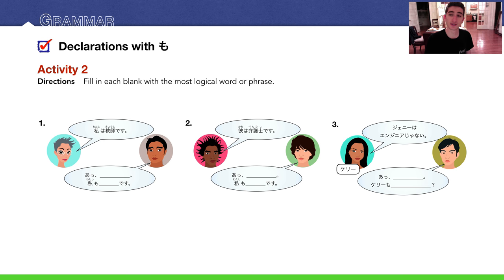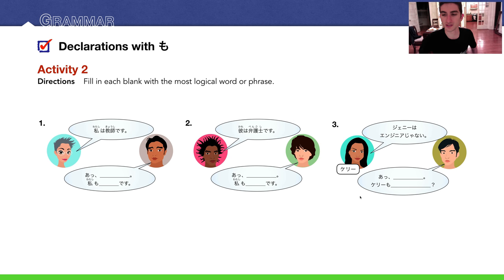3番, number 3. This one is a little trickier. I included a negative and you can see a question in the response bubble. The girl says, Jenny はエンジニアじゃない。 Jenny is not an engineer. And the guy responds with, あ、そっか。 Right, it's informal, because we know it's informal because Keri, her name is Keri, is using the informal negative conjugation of desu, janai. So we know this guy is saying, あ、そっか。 Informal. Keri も、何々何々何? Question mark. He's asking a question to Keri, and this question is about Keri.